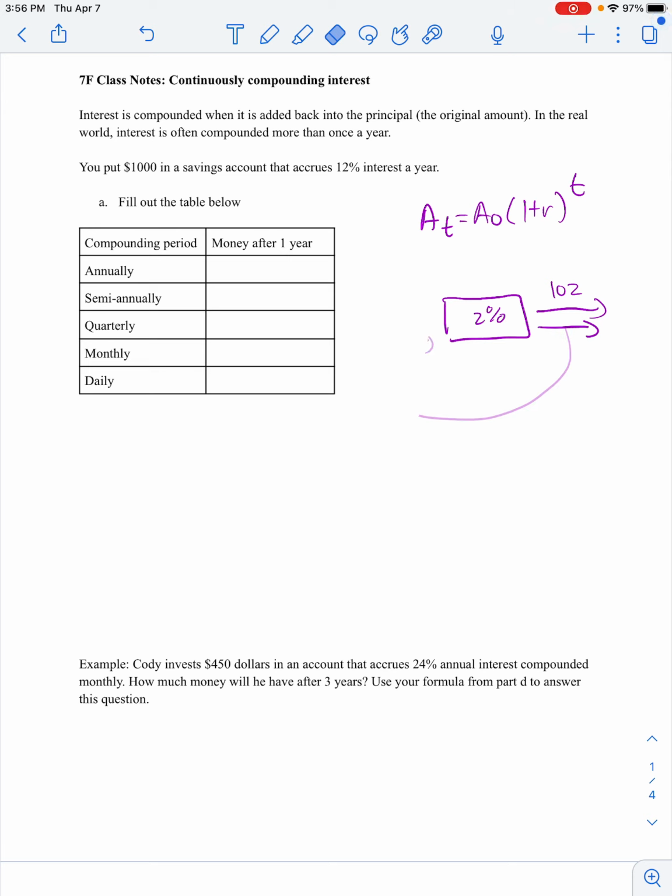But some accounts allow you to add that money back in at faster rates, so you don't have to wait until the end of the year to add the money you've earned back into your account. That means you're compounding it at a faster rate. So let's take a simple example. We put $1,000 into a savings account that accrues 12% interest every year. Money after 1 year is going to be 1.12 times 1,000.